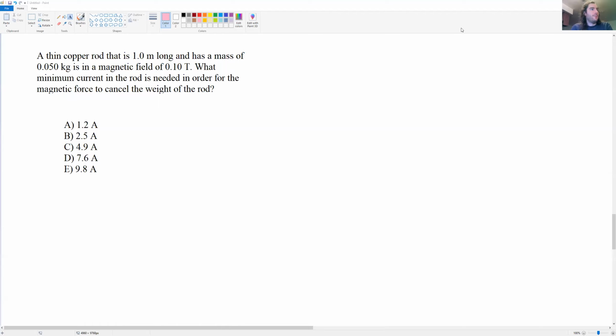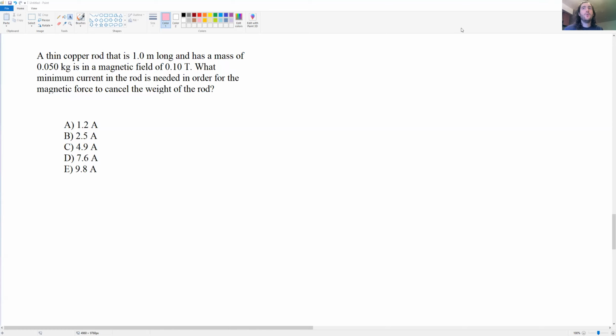So we're back. We have a calculation question here. A thin copper rod that is 1.0 meters long and has a mass of 0.050 kilograms is in a magnetic field of 0.10 Tesla. What minimum current in the rod is needed in order for the magnetic force to cancel the weight of the rod? We have some answers here.